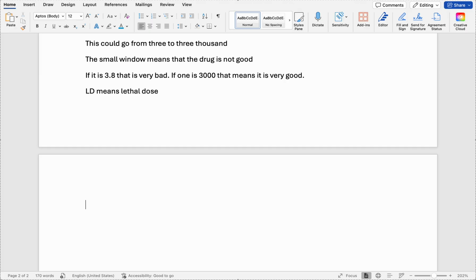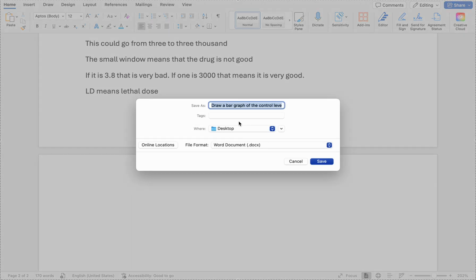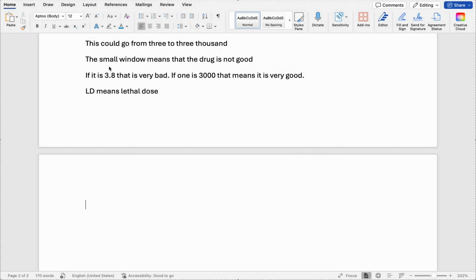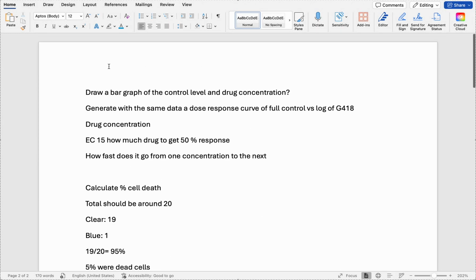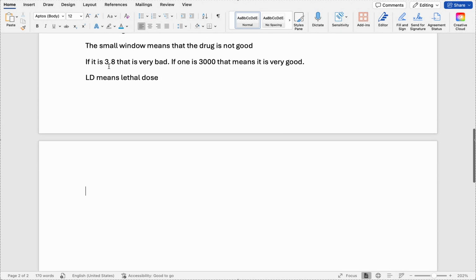So that's our window right there, where we don't see any toxic effects. If that window is very wide, that's good. But it could be for G418 that once we step up from the lowest concentration, you begin to see side effects. That's not a good drug.